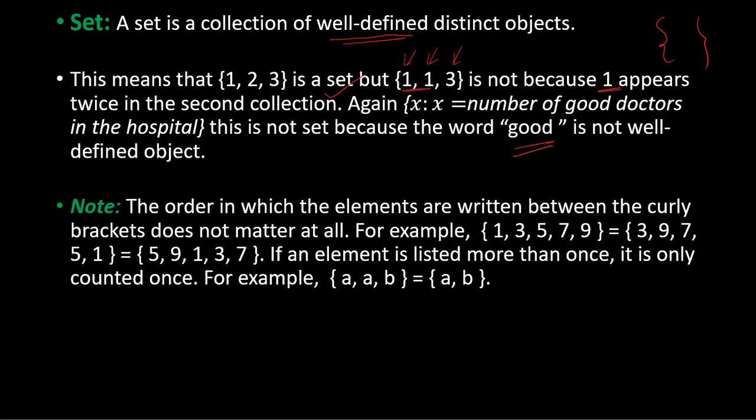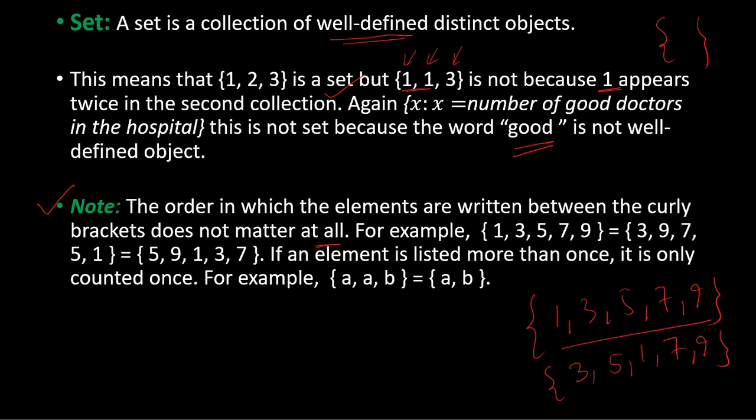Now, what we need to note about sets: the order in which elements are written between the curly brackets does not matter at all. What does it mean? If we consider 1, 3, 5, 7, 9, and someone writes these same things in a different order, like 3, 5, 1, 7, and 9, these are nothing but the same. So order in a set does not matter at all.